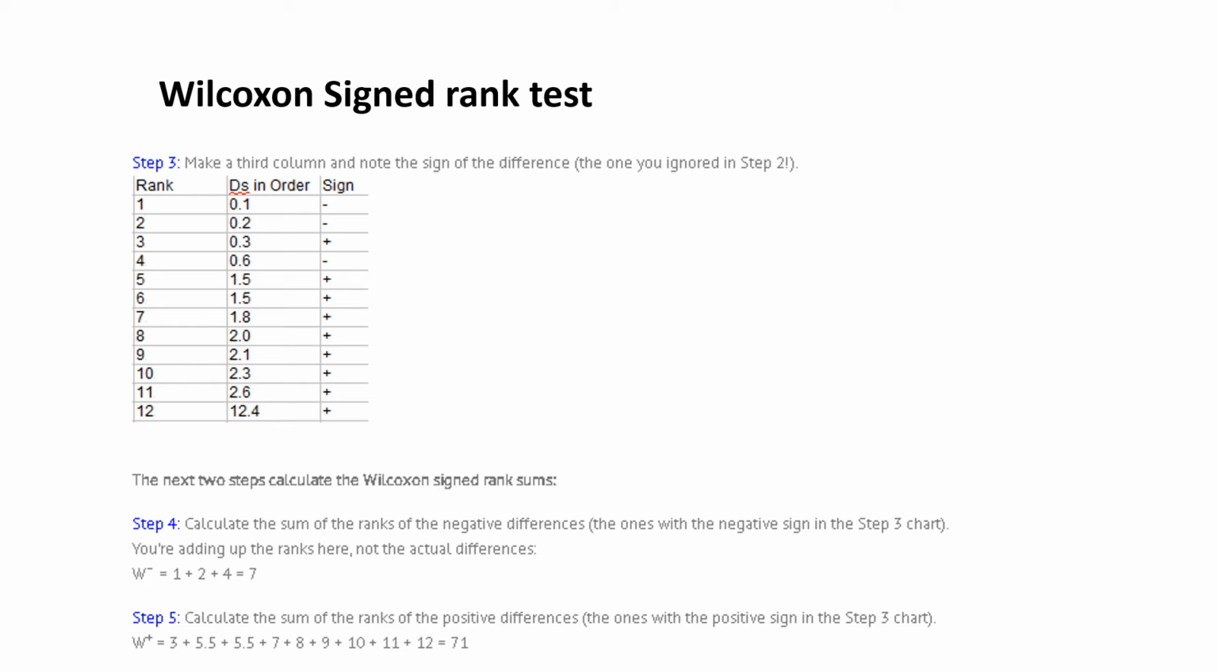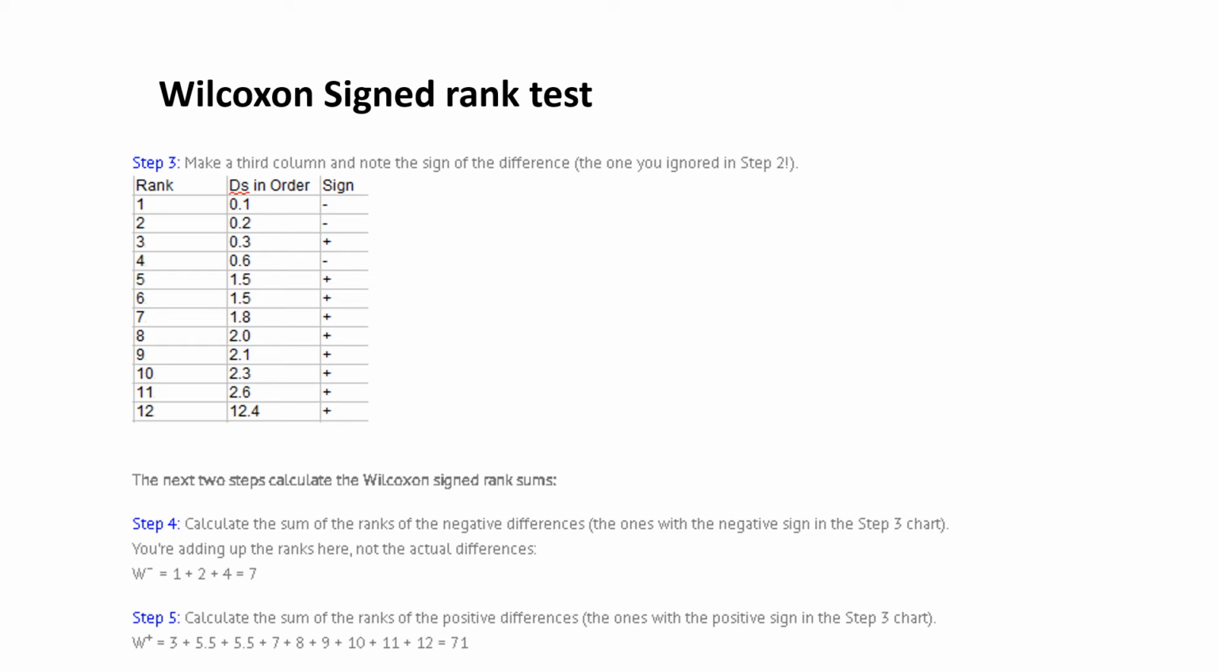Now you add up all the negative ranks. That means the negative signed ranks are 1, 2 and 4. You add them up. That is the Wilcoxon negative rank: 1 plus 2 plus 4, that is 7. Now you add all the plus signed ranks. The plus signed ranks are 3, 5, 6, 7, 8, 9, 10, 11, 12. You have to add all that.